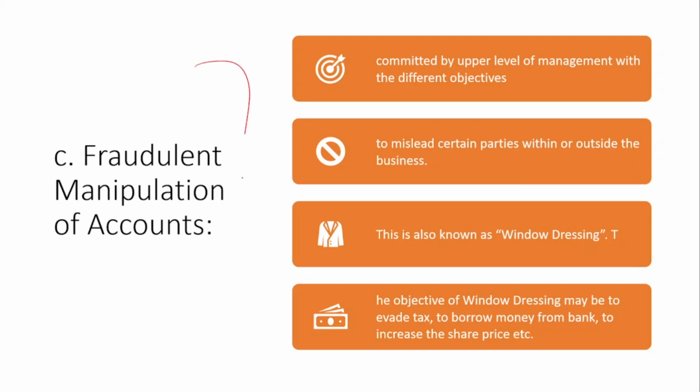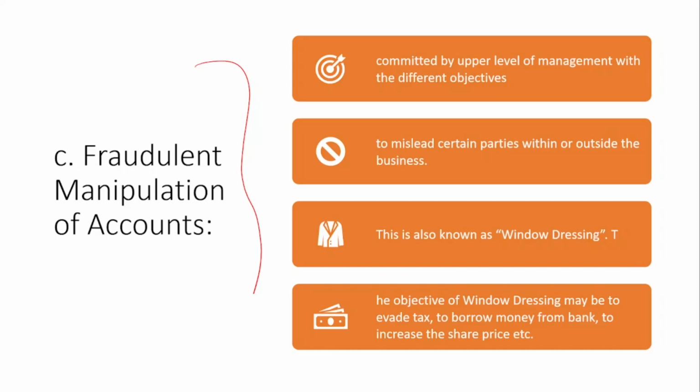Next one is fraudulent manipulation of accounts. Usually this kind of fraud is done by the upper level management, the top level management like the management and board of directors. The main intention is to mislead certain parties, such as the banks or creditors, the shareholders, and debenture holders. This is known as window dressing.